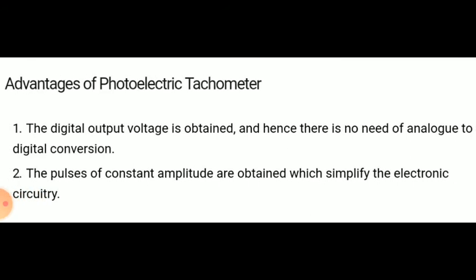Now we will see the advantages of the photoelectric tachometer. The digital output voltage is obtained, and hence there is no need of analog to digital conversion. So an A to D converter is not required. The output we get is in digital form. The pulses of constant amplitude are obtained, which simplify the electronic circuitry.